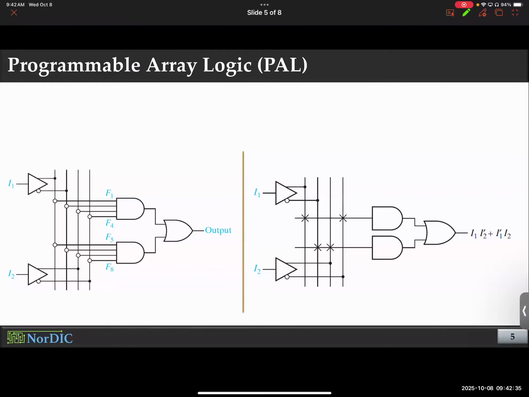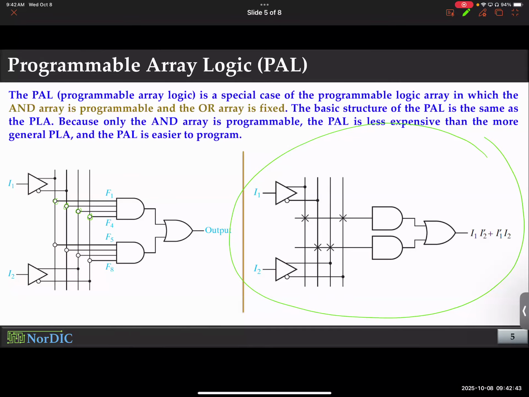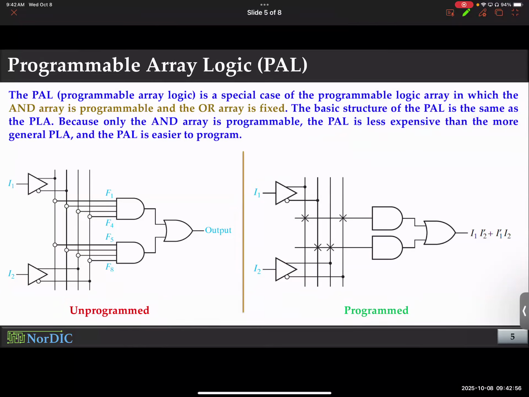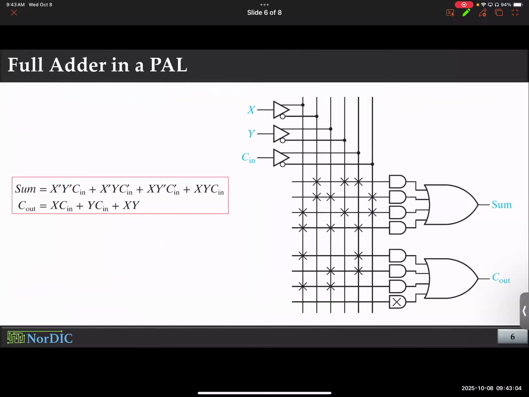How can you handle that? Let's just directly jump into an example here. When you see these open-ended circles, that represents that it has not been programmed. So it is unprogrammed. And when you see these crosses, that shows that it has been programmed. Okay, so let's see what this hardware is implementing. And notice your programming is only happening in the AND array, not the OR. Let's look at the final example together so that the previous one will be like a toy. Okay. So let's start with this one.